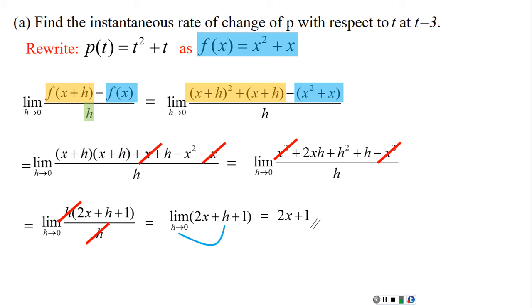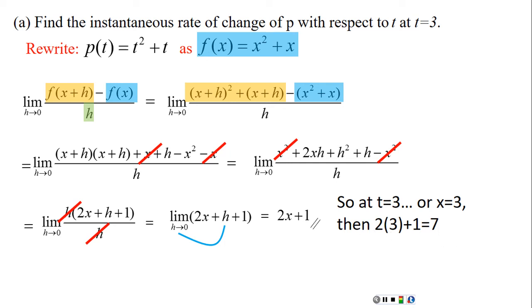That's my instantaneous rate of change. That's my derivative. That's my slope at a given point. But it's specifically asking for at t equals 3, or x equals 3 since we changed it to x. So I have to put x equals 3 in there to see what that is. So at t equals 3, or x equals 3, we get 2 times 3 plus 1, which is 7.